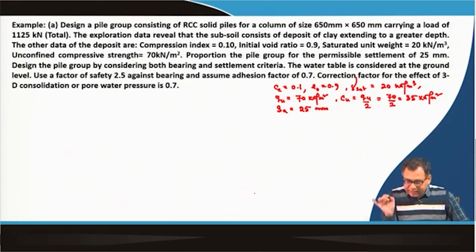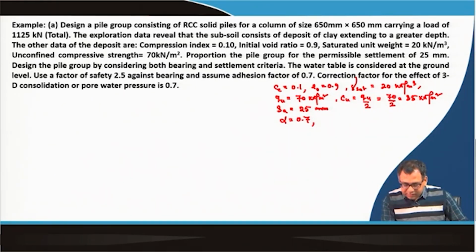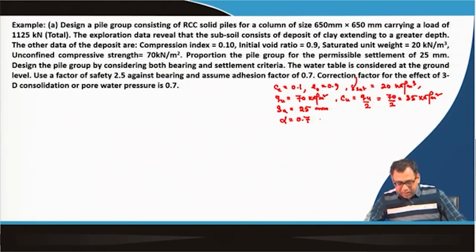The water table is at the ground surface, factor of safety is 2.5, alpha value is taken as 0.7, and the correction factor for the effect of 3D consolidation or pore water pressure is 0.7. That means the pore water pressure correction is given. So now we have to design the pile group.